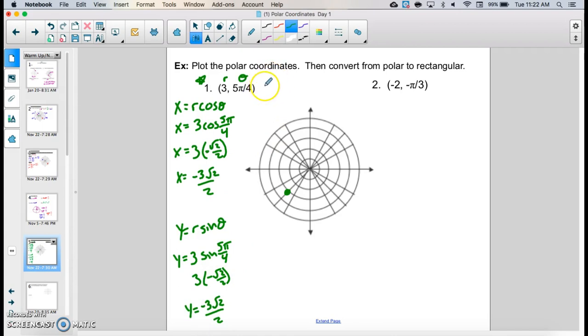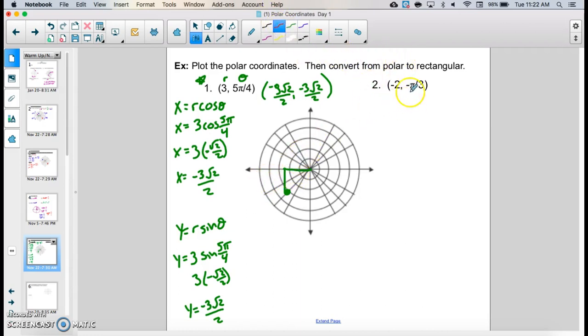So in the end, my rectangular coordinates are going to be negative 3 root 2 over 2 and negative 3 root 2 over 2. So if I had graphed rectangularly, those coordinates would be negative 3 root 2 over 2, and negative 3 root 2 over 2.